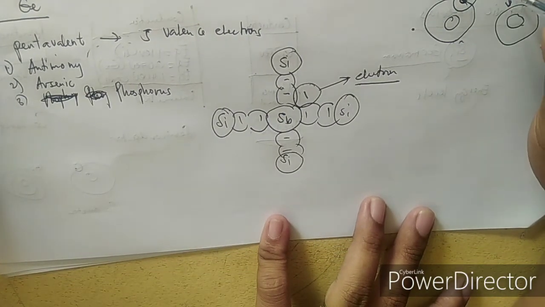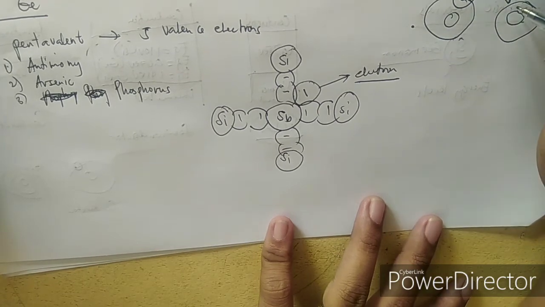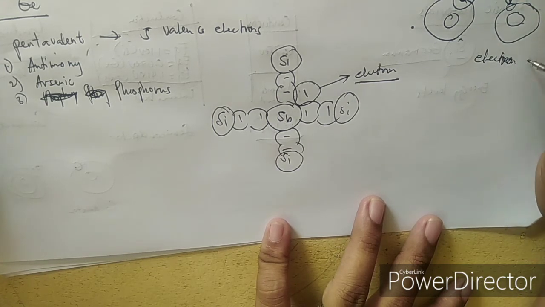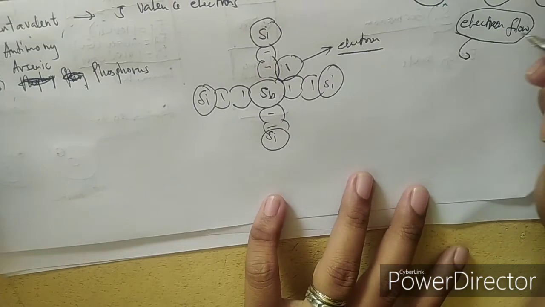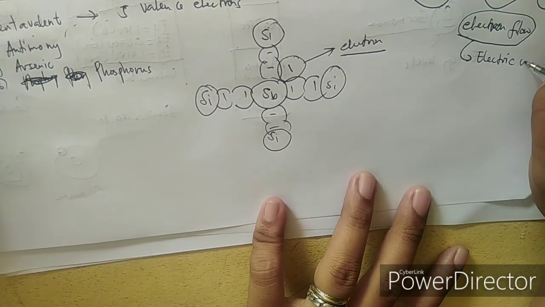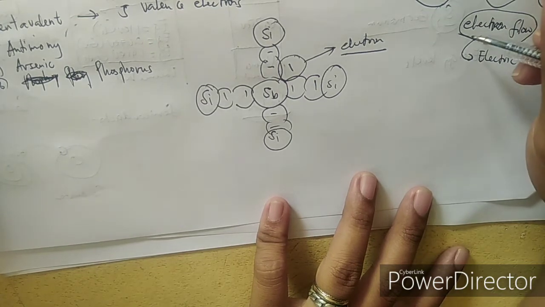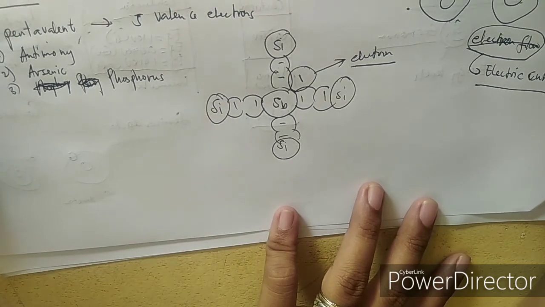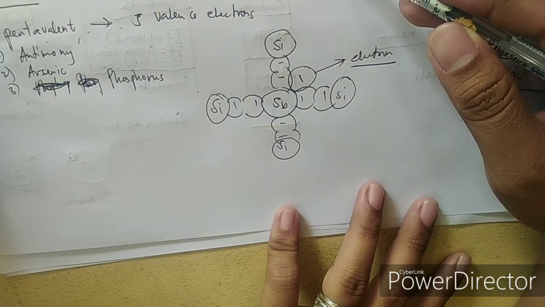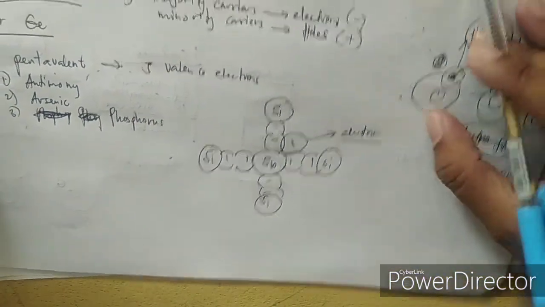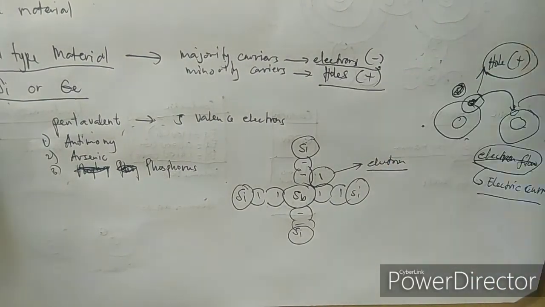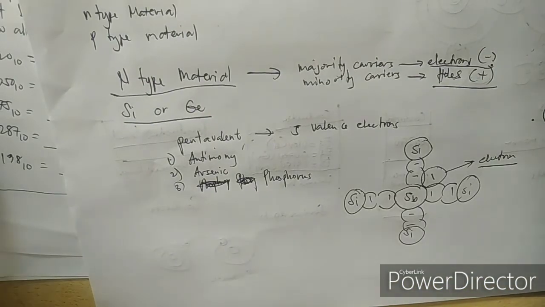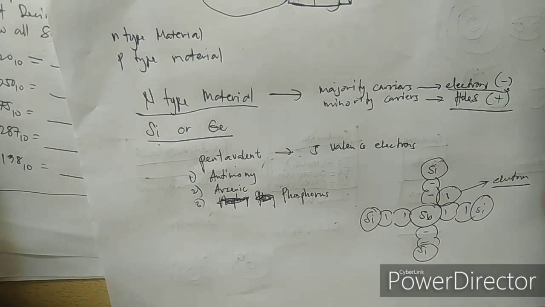So if there is a flow of electrons, meaning this electron jumps to another atom and then that atom jumps to another atom, it leaves again a hole here, and then it attracts another electron. So there's an electron flow, and this electron flow is what we call electric current. Meaning if there's an electron flow, there's an electric current. In electronics, we categorize the minus as the electron and the positive charge as a hole. That's why in N-type material, the majority carriers are the electrons and the minority carriers are the holes.